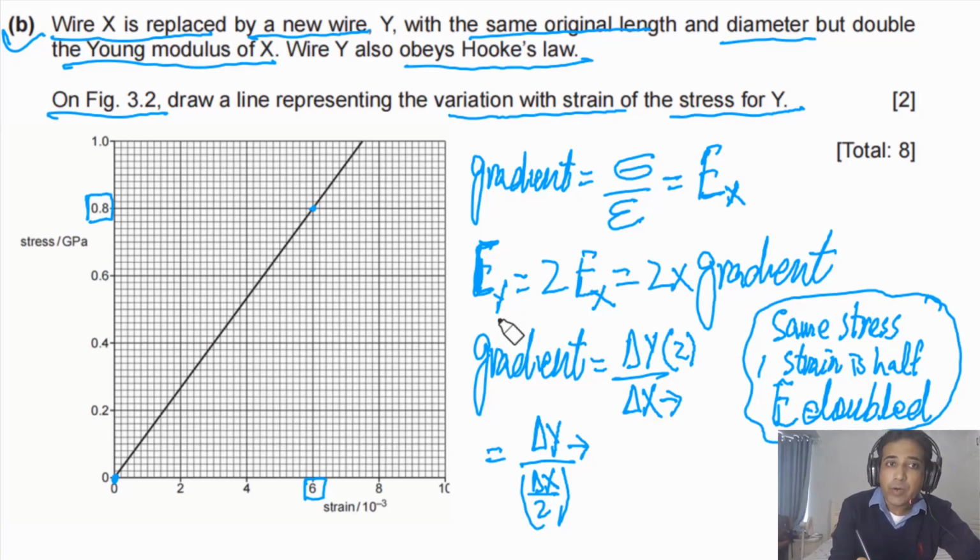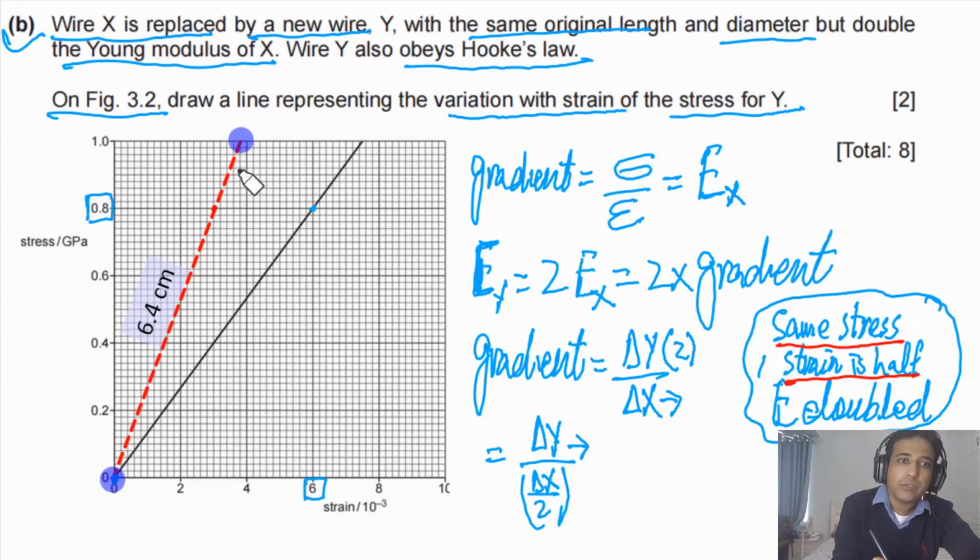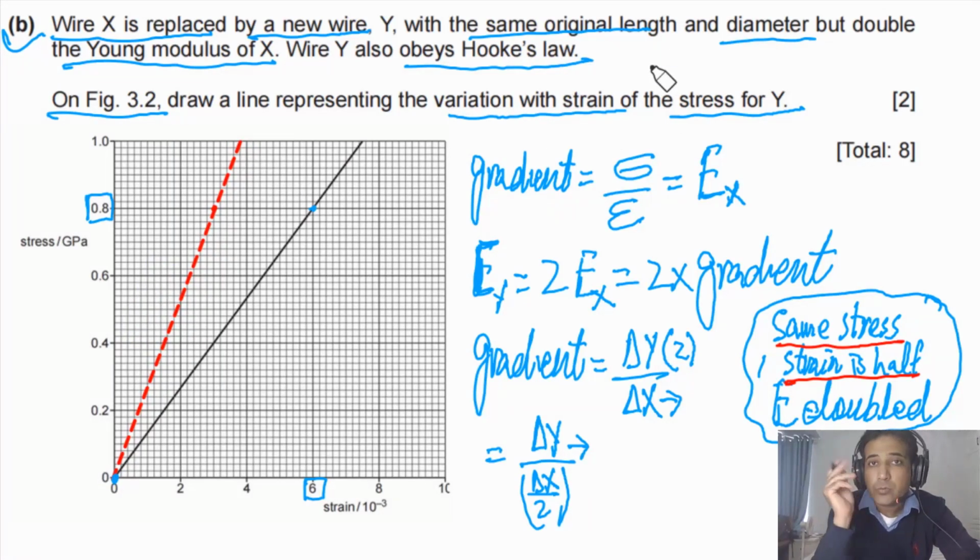And for the wire Y, if we keep the value of stress the same, meaning we keep this value the same, the strain has to be half. So here we have a value of strain of 6 and here it has to be half, meaning it has to be 3. So we have 2, 2.2, 2.4, 2.6, 2.8 and this is 3. So this is the value of strain. Now simply we need to sketch the graph passing through that point. So this is how you can sketch the line. That's all you need to do.